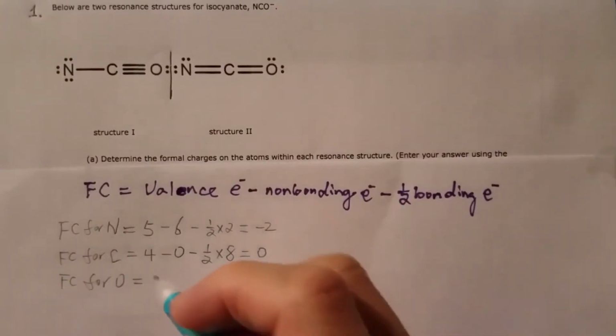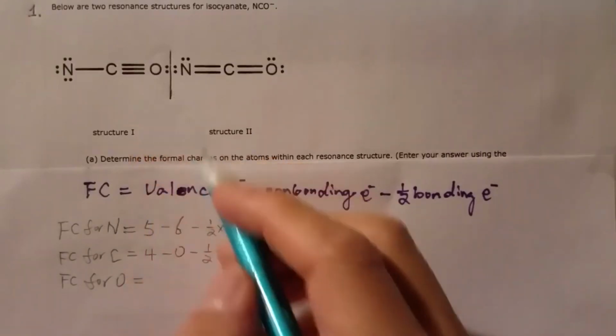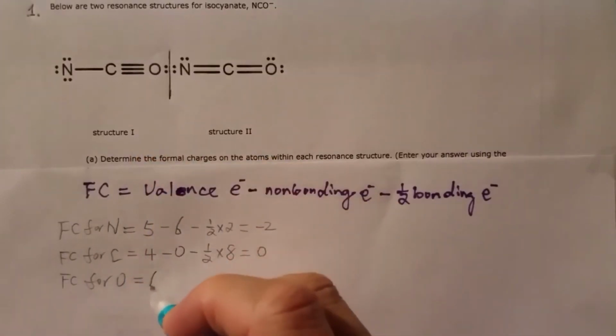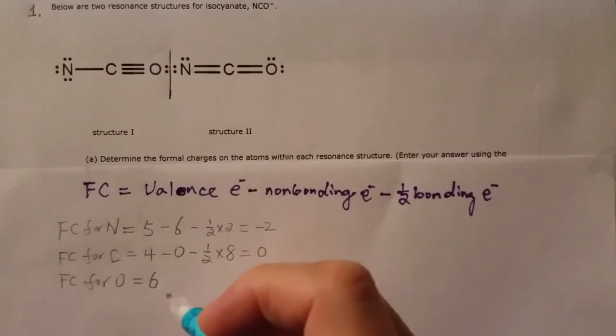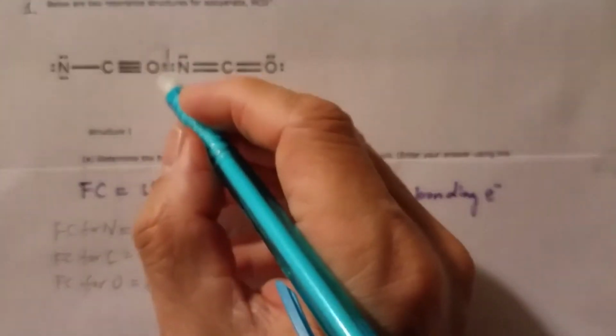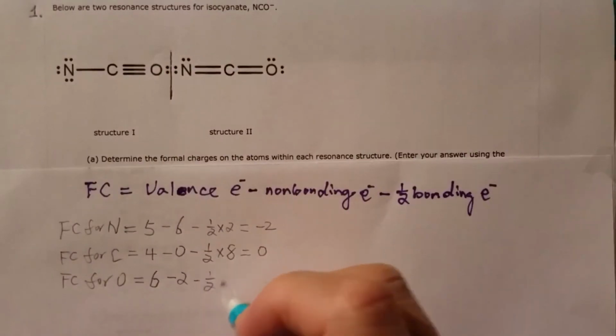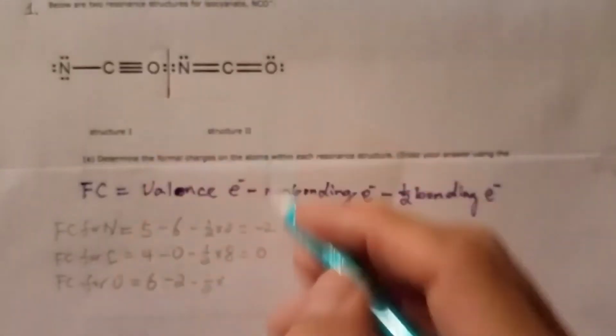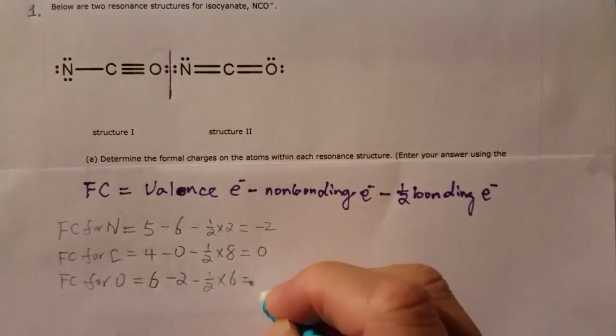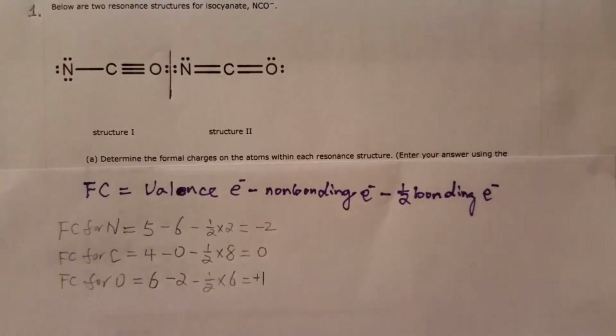Now formal charge for this oxygen, it's in group 6, 1 lone pair, 2 electrons, 1/2 of 6 bonding electrons. That gives us a +1.